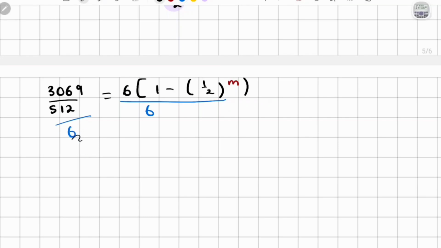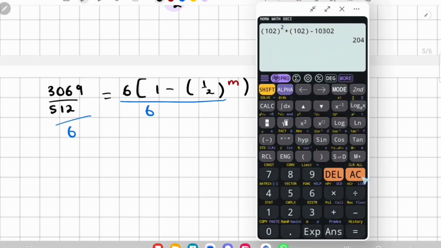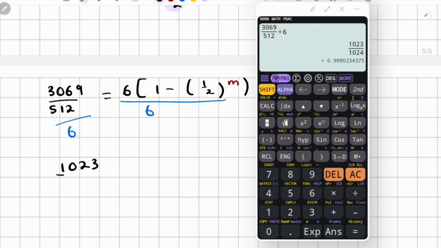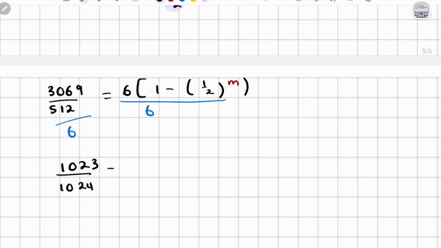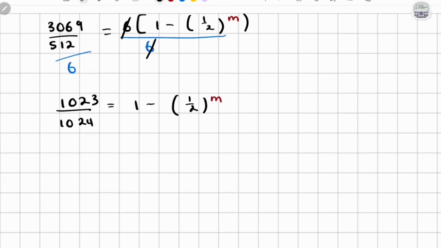So we're just going to have that one. I'll just use a calculator. So I'm just saying 3069 divided by 512, right? That is being divided by 6. And I'm going to leave it as a fraction. So we get 1023 over 1024. And this is equal to, and we're just going to have that cancel out, so you have 1 minus 1 over 2 to the power of m. Okay, and that bracket is gone now.